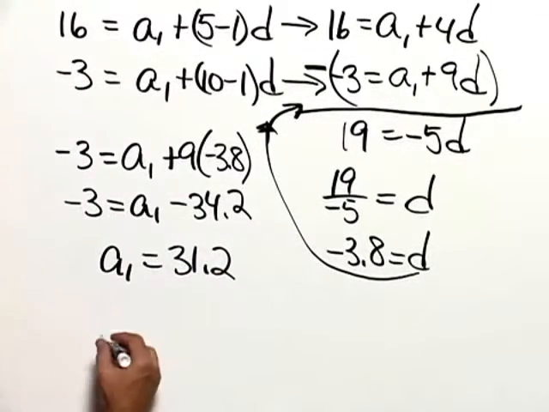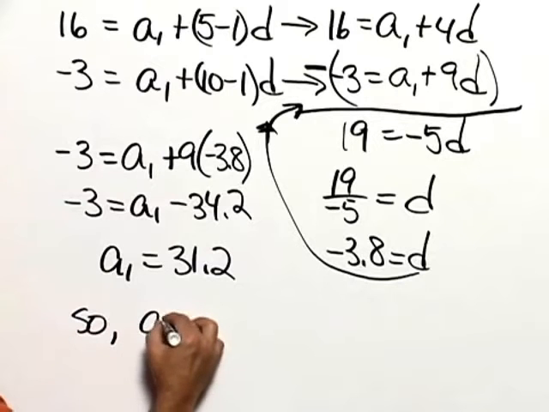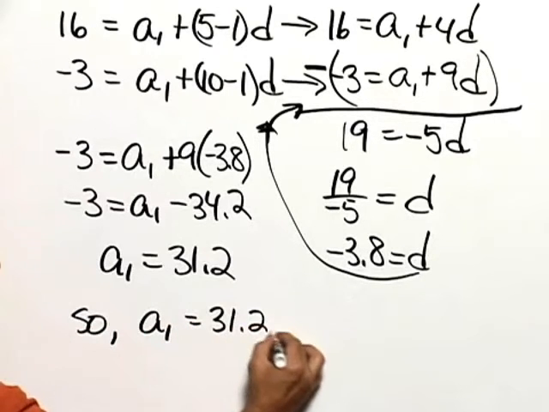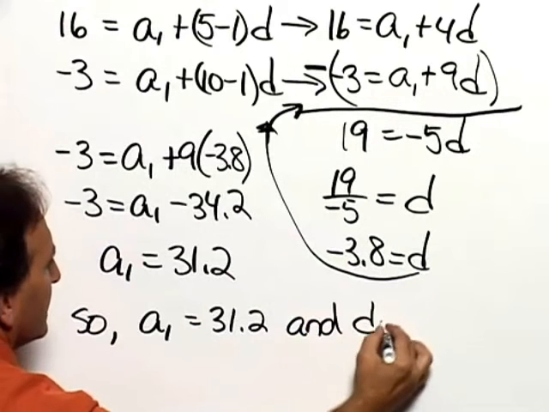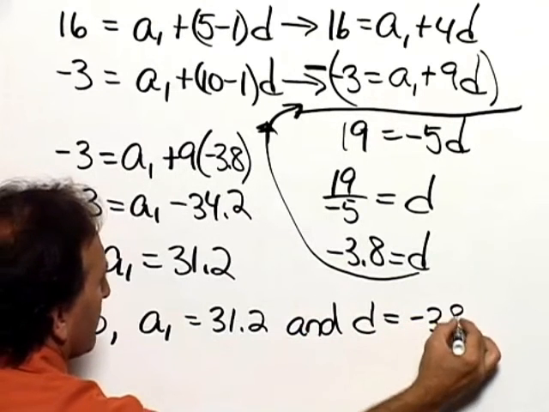So in conclusion, what we have is a sub 1 equals 31.2 and d equals negative 3.8.